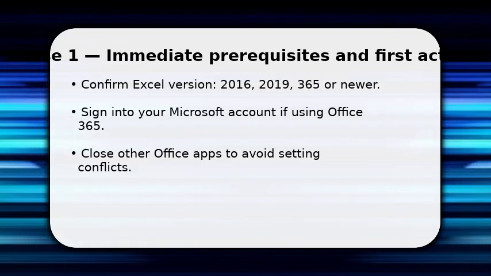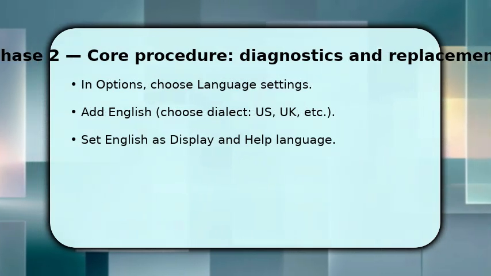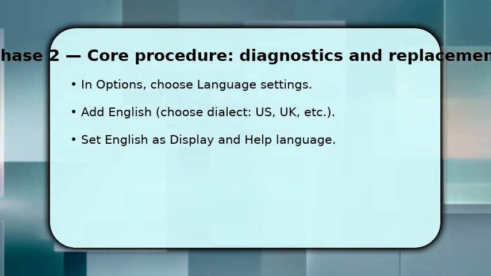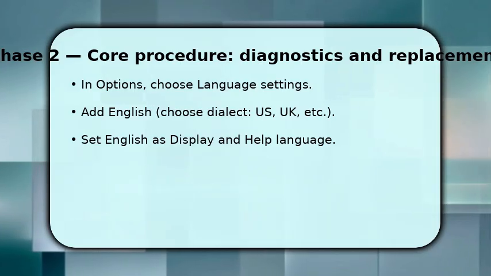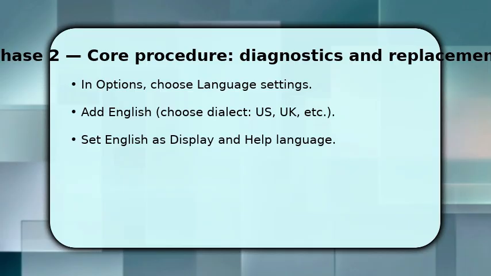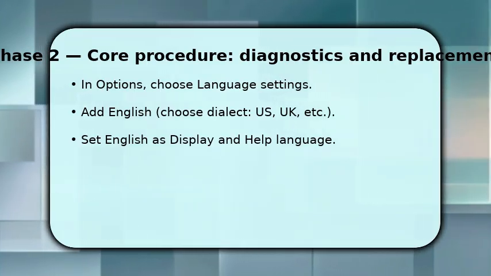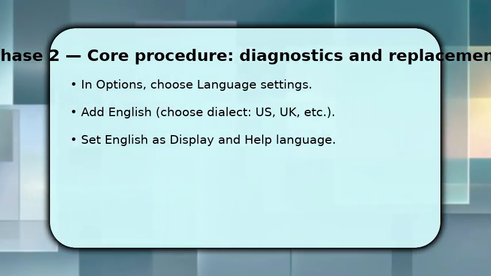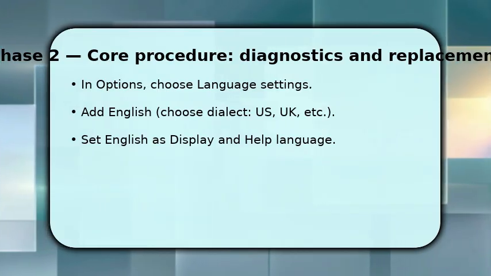language settings. You now choose Language in the Options dialog and click Add a Language, pick English, and then select the dialect you prefer. US or UK are common. Once added, use the drop-downs to set English as the display and help language and move it to the top of the list so Excel prioritizes it.